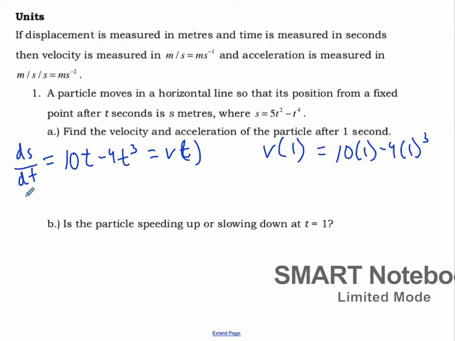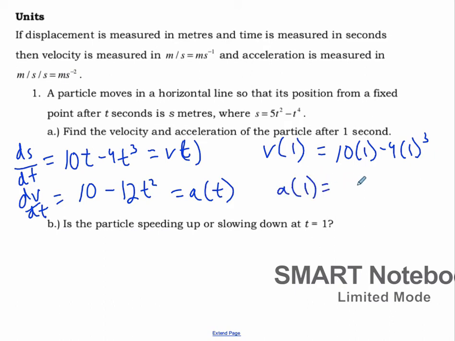And next, the second derivative, or the first derivative of the velocity, is going to be the acceleration. So dv/dt equals the derivative of this, which is 10 minus 12t squared. That's the acceleration. So the acceleration after 1 second is 10 minus 12 times 1 squared, which is negative 2. Okay, so that means it's slowing down.